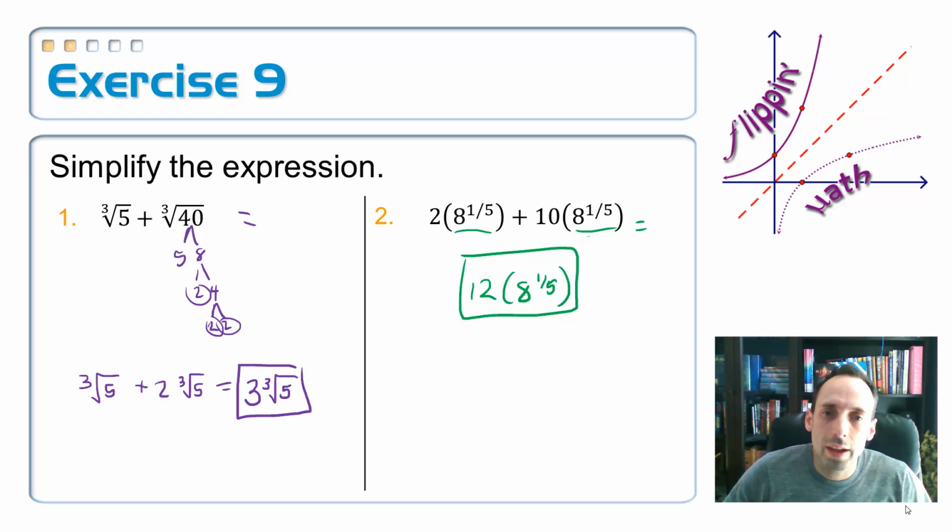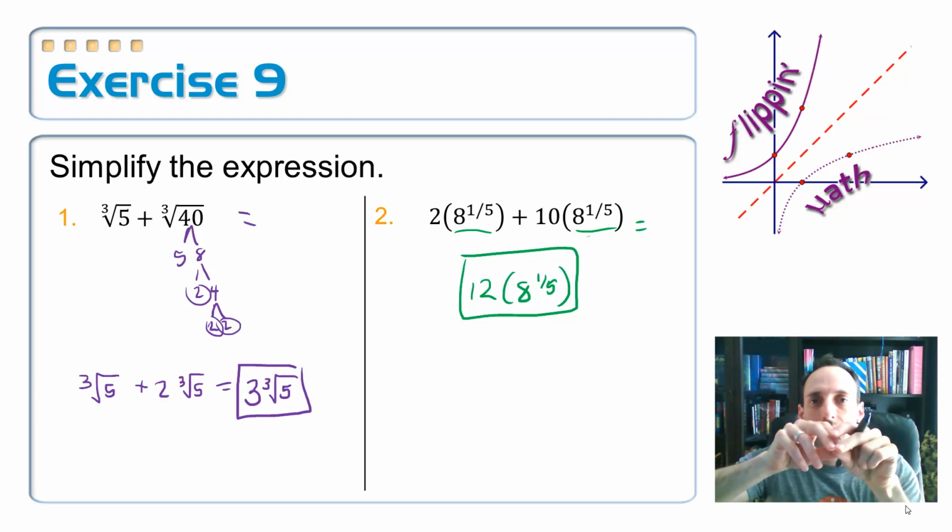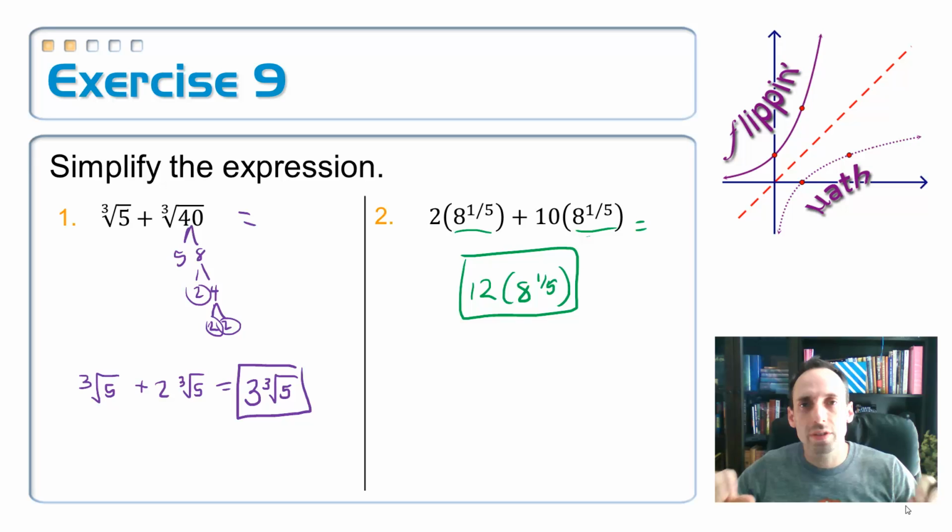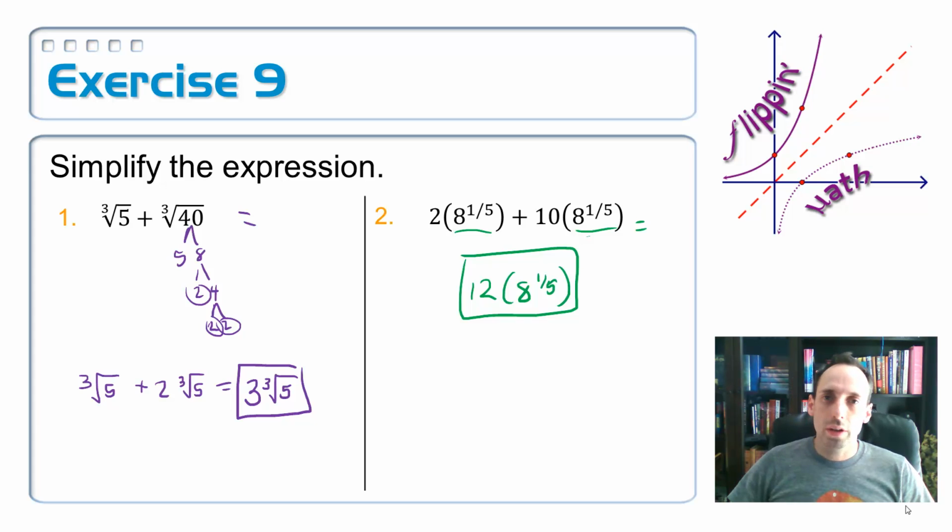Number 2 is even simpler than that. 8 to the 1/5 is exactly the same, so you just get to add those things together, add the coefficients, you got 2 of them plus 10 more of them, you got 12 total. All right, so that concludes that one.